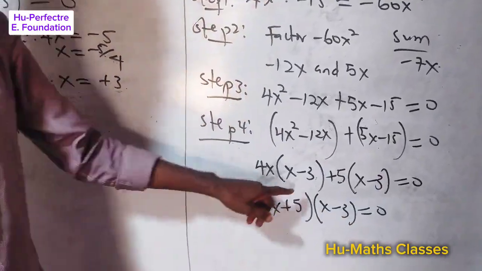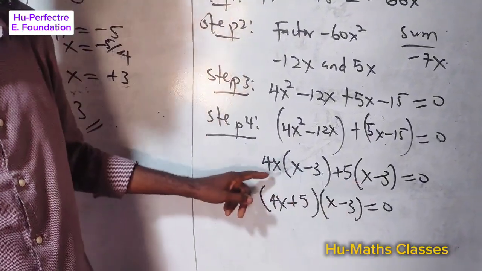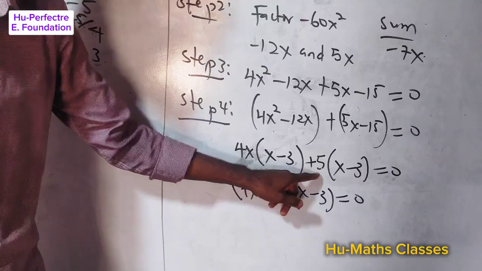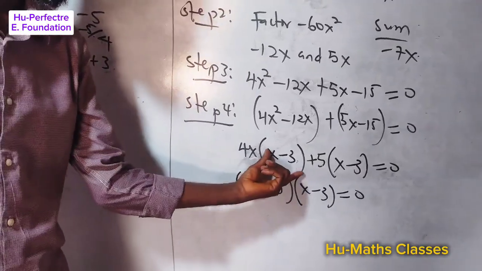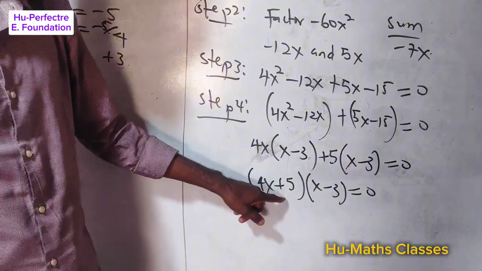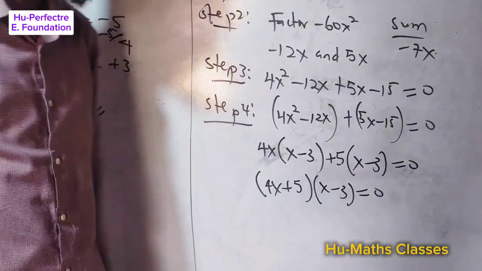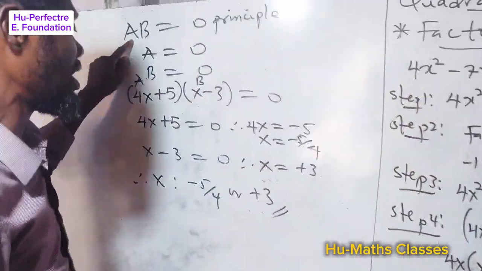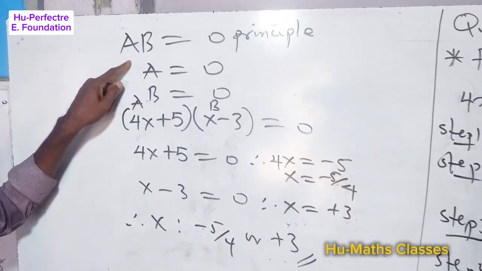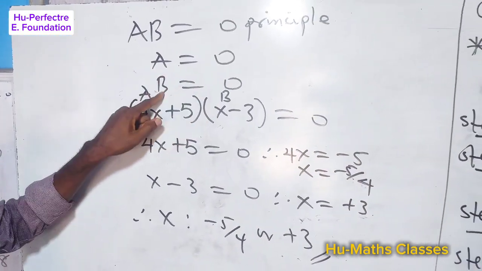Then we notice that the two brackets are the same. So we're going to pick up the numbers outside the bracket, 4x and 5, so make a new bracket. Then pick one of the brackets to multiply with the new bracket we've made. That will give us 4x plus 5 into x minus 3 is equal to 0. Now we can apply the AB equals 0 principle that states that if AB is equal to 0, then A is equal to 0 and B is equal to 0.